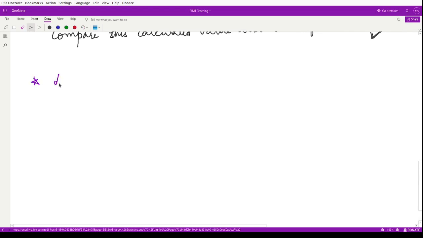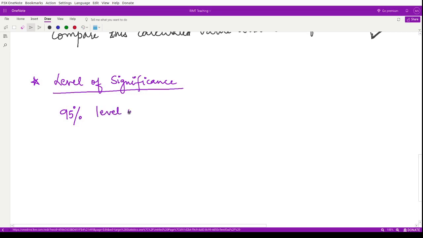So what you do, you define the level of significance in the very starting of your problem. Now what is this level of significance? It is a number which decides how much error you could take whenever you are making decisions. So if I say I wanted to make the decision with 95% level of significance, what does that mean? Sometimes this number is written as 0.95, right?